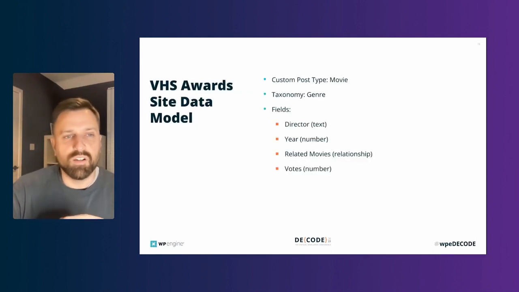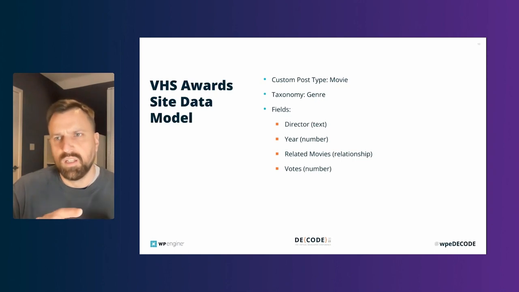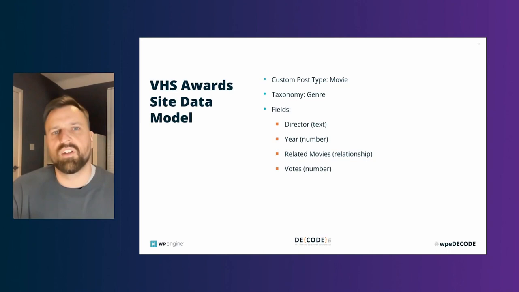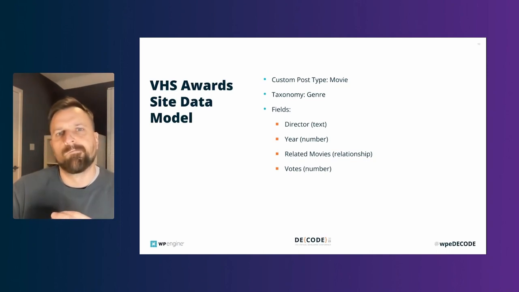So let's look at the VHS award site. We're going to need to structure our data and get WordPress doing what we need it to do. So in terms of the post type, because we don't want to use posts and pages, we're going to create a custom post type for movie to store the movie data, the data object or the data model. But obviously in WordPress terms, that's a custom post type.